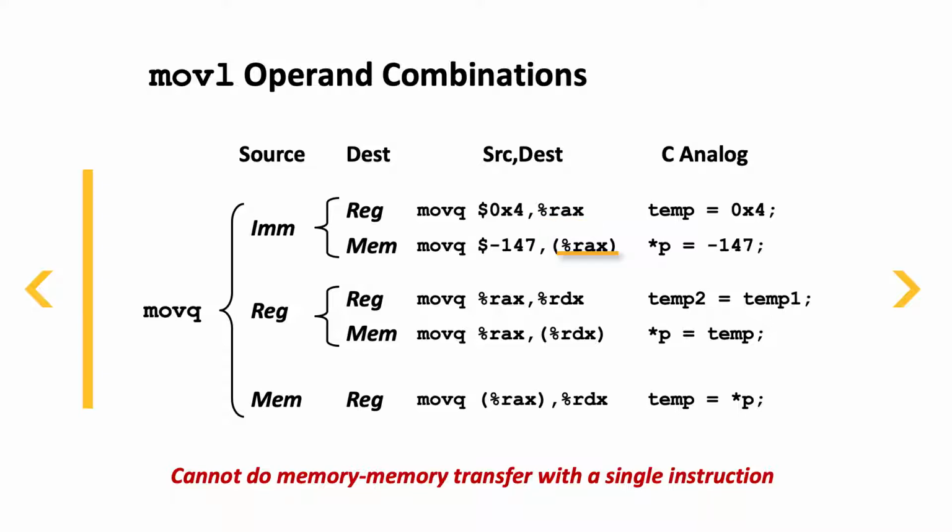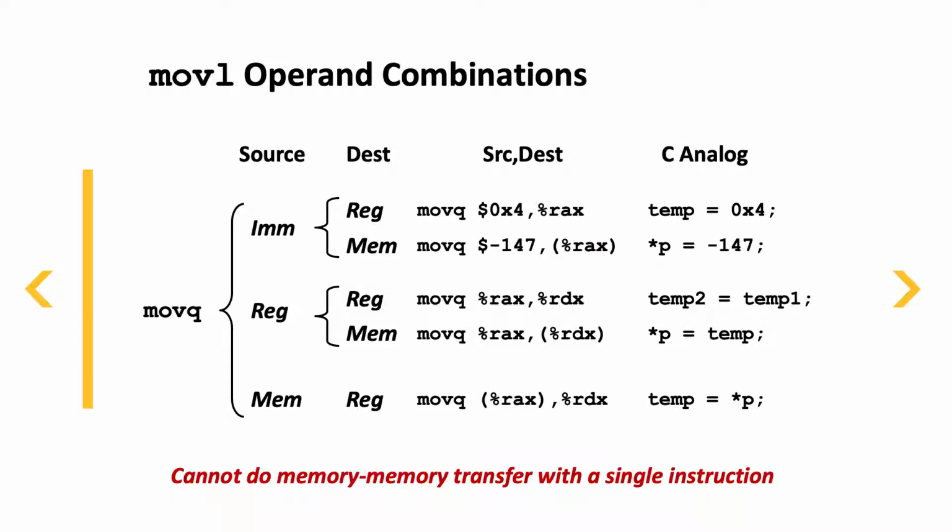But when we move it to memory, we see there's those parentheses again, right? So when you see those parentheses, think about the pointer. Think about the C analog. That's where we're using a pointer. So we're going to move that -147 into memory at the location reflected in what is in RAX. So RAX has the memory address stored in it. When we use these parentheses, we're saying this is the location in memory to put my source from the move command.